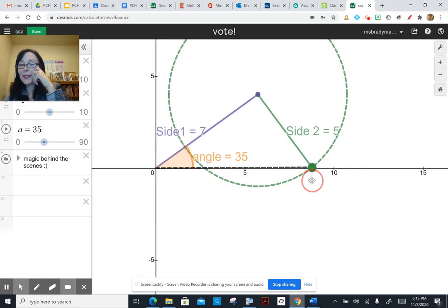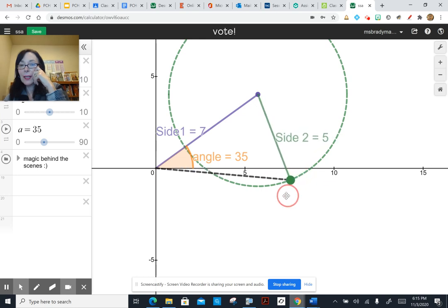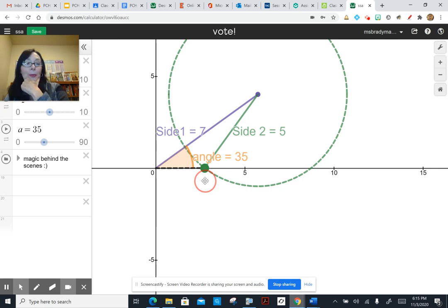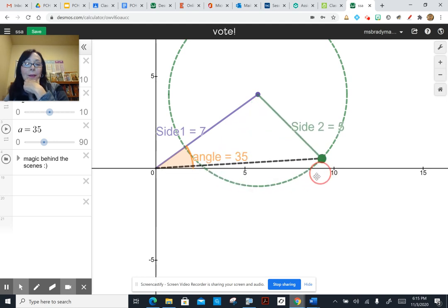Make another picture. Now notice none of these are triangles, because you can see my angle's not there. I don't get back to the x-axis. I can make this triangle. So sometimes there's a case where the information determines two possible triangles. I can make this one where this angle is obtuse, or I can make this one where this angle is acute, because I can hit here or I can hit here.